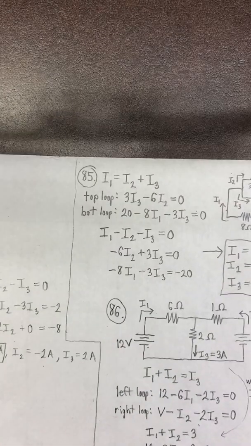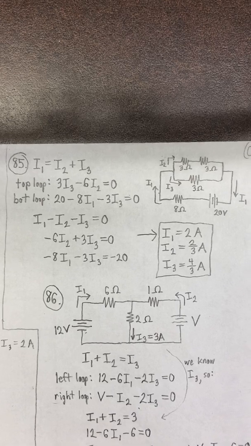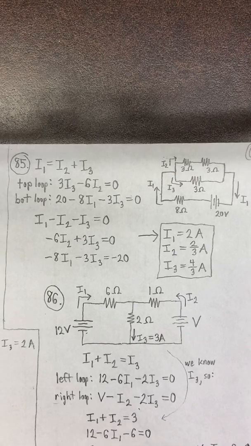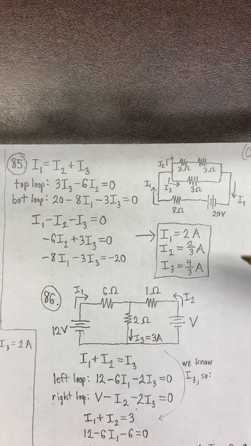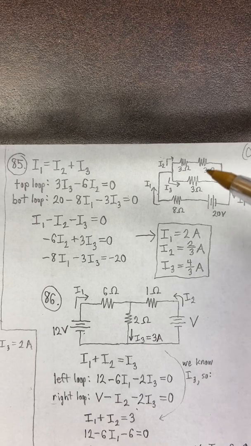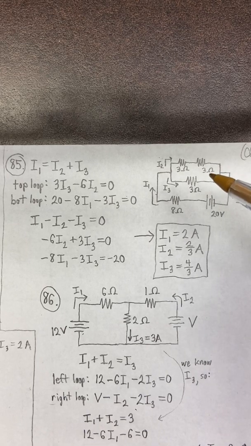Okay, now let's go up to 85. More Kirchhoff's rules, everyone's favorite. I1 equals I2 plus I3. The top loop, 3I3 minus 6I2. Now, notice why it's 3I3. Let's go over the top loop, okay?